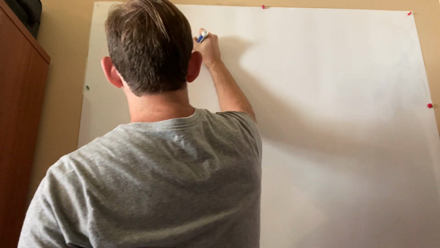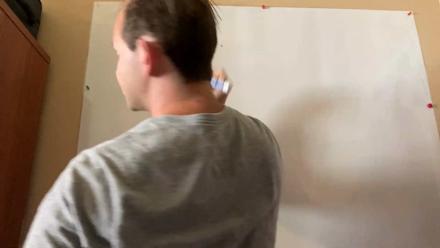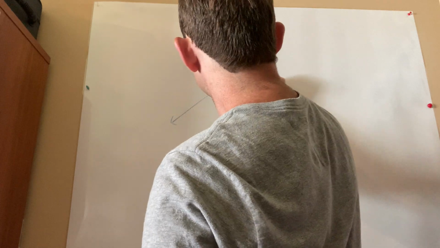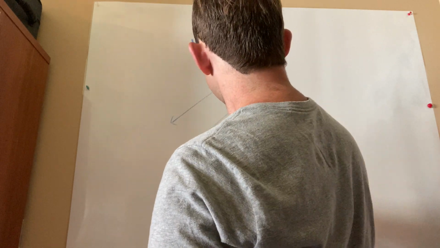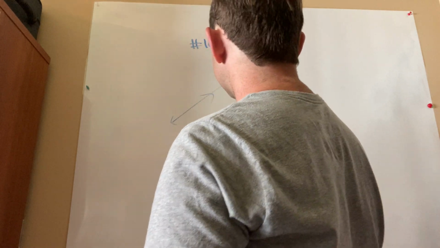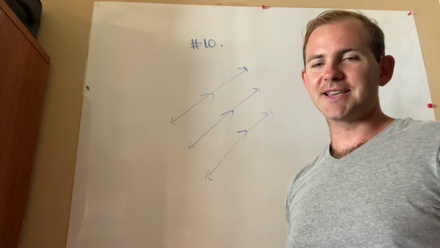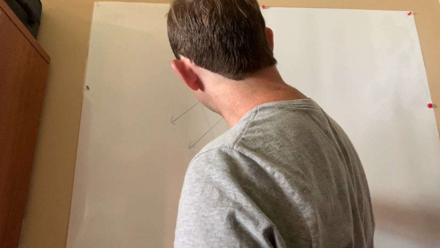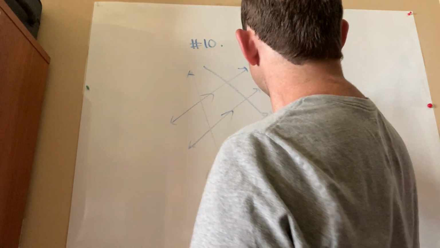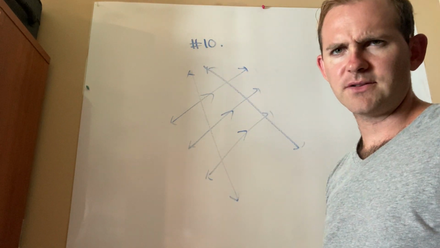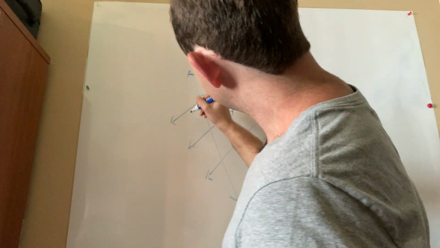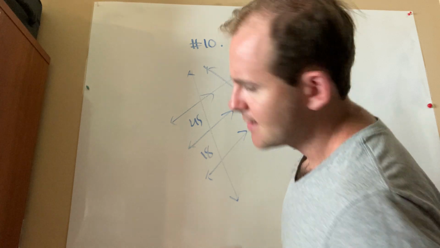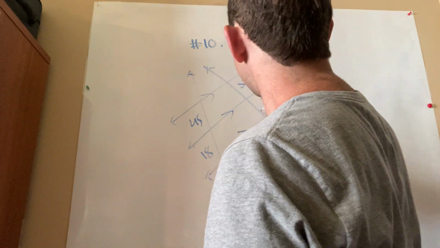To show you guys what I mean, let's take a look at example number 10, okay? So example number 10 does this. They give me three parallel lines. I know they're parallel because guess what? They told me that using the arrows. And then they have one transversal and they have another transversal, right? So this right here is 45. This is 18. This is 52, and this is x.